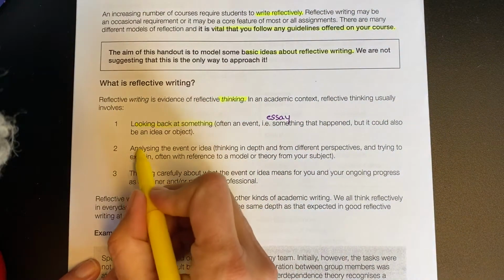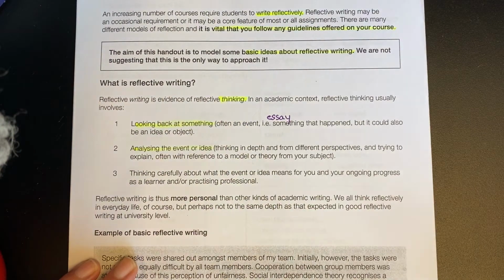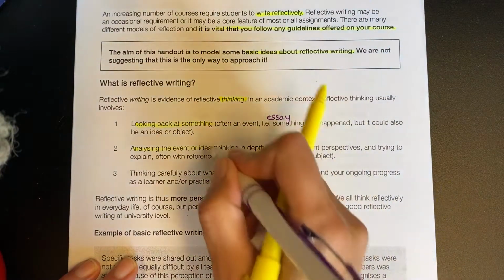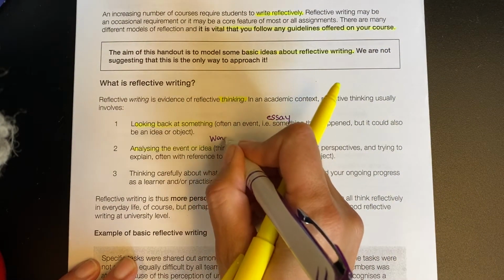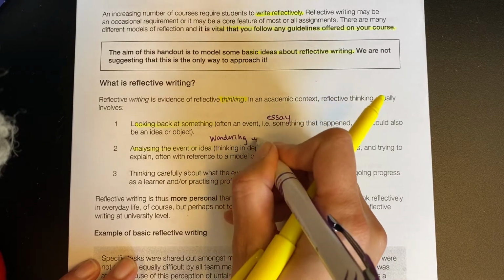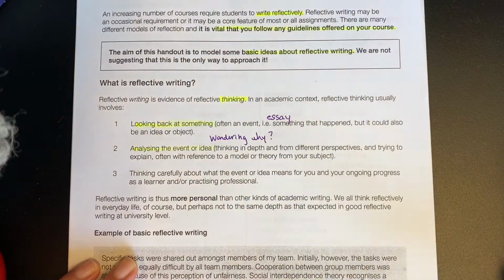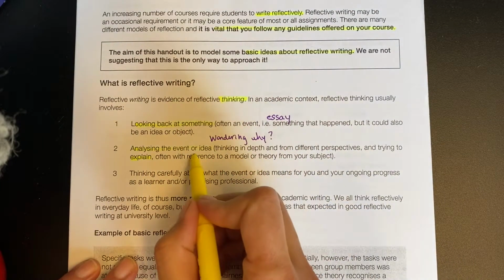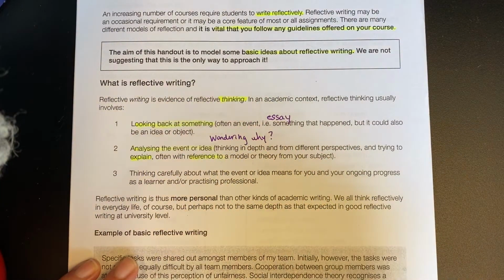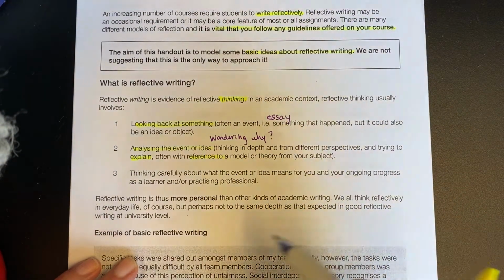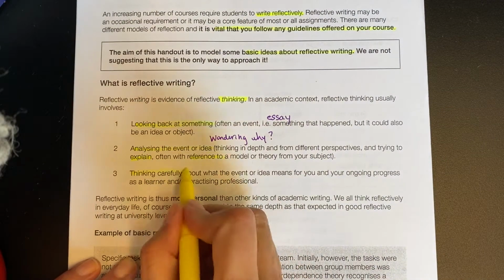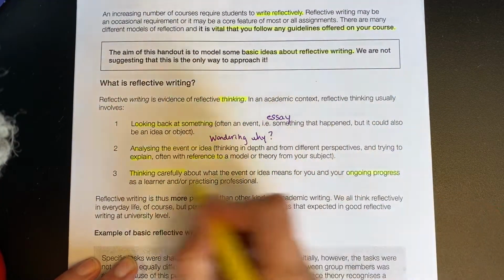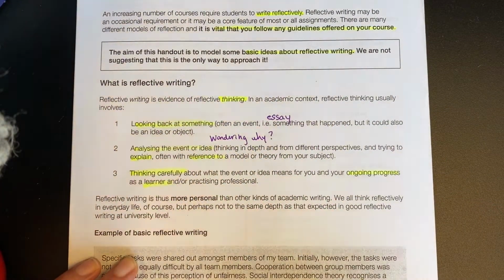And then analyzing the event or idea, thinking in depth from different perspectives, wondering why. So wondering, why did I do that? Why was that hard? How did that go? And oftentimes it's trying to explain and then maybe referencing something from class. And we'll talk a bit more about that. Reflection is all about thinking carefully about the event or idea and what it really means to your ongoing process as a learner or as a professional.